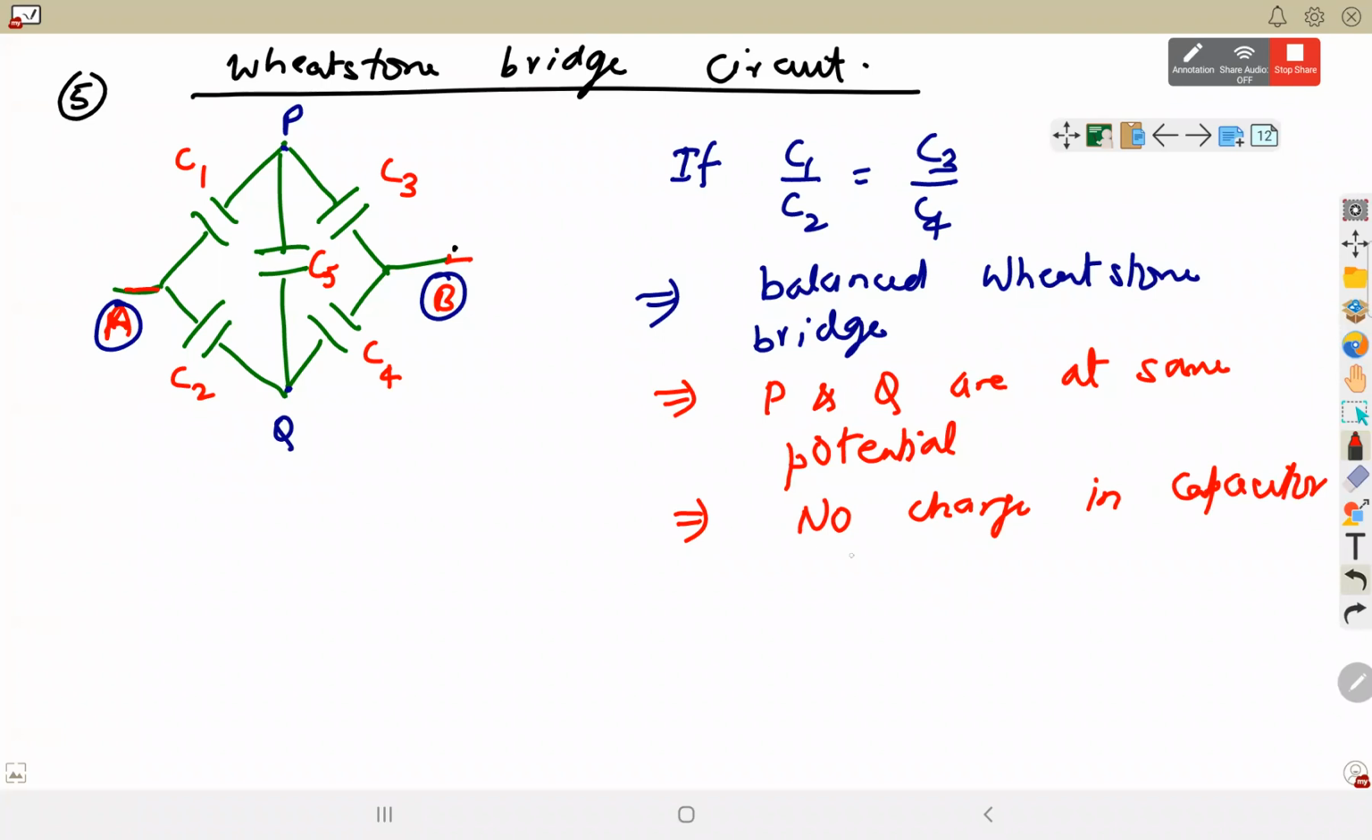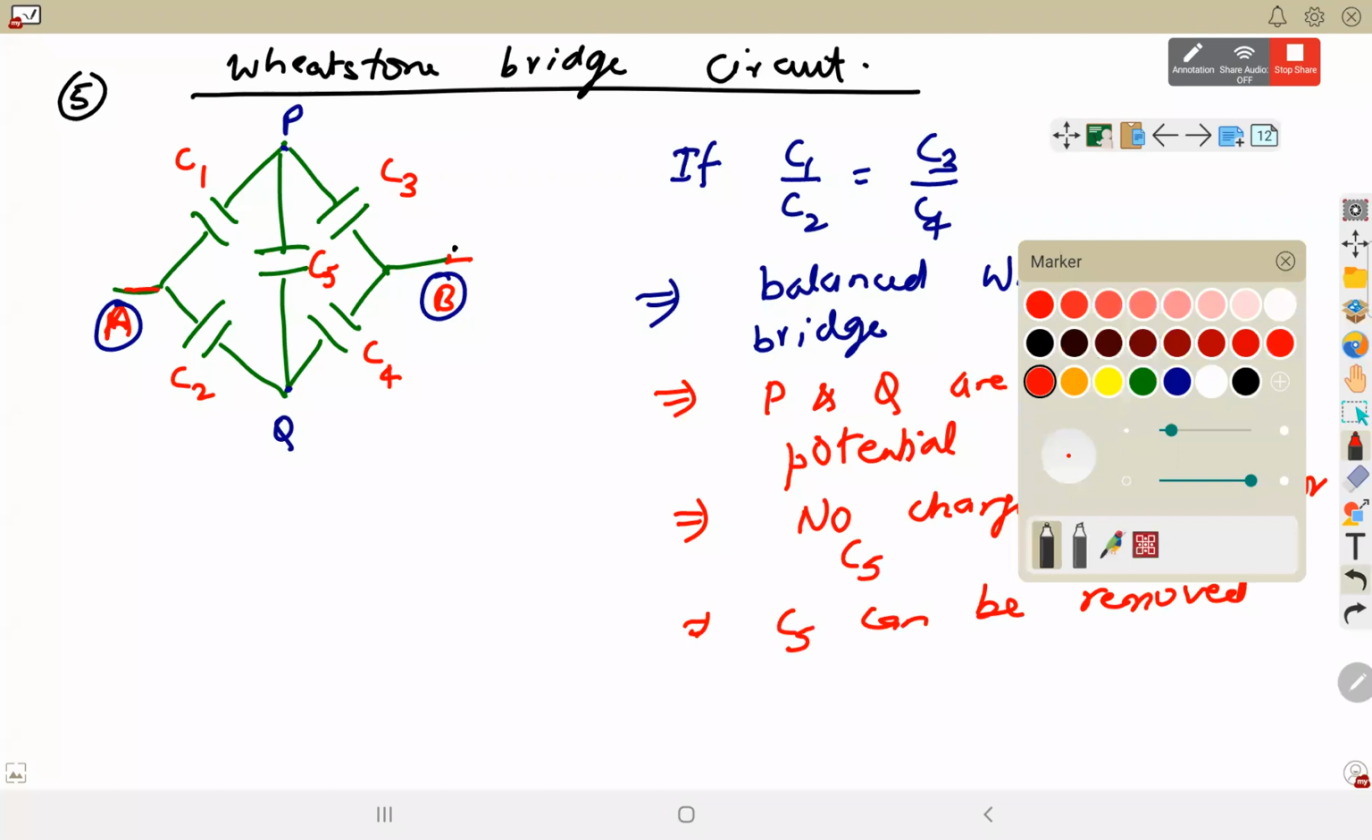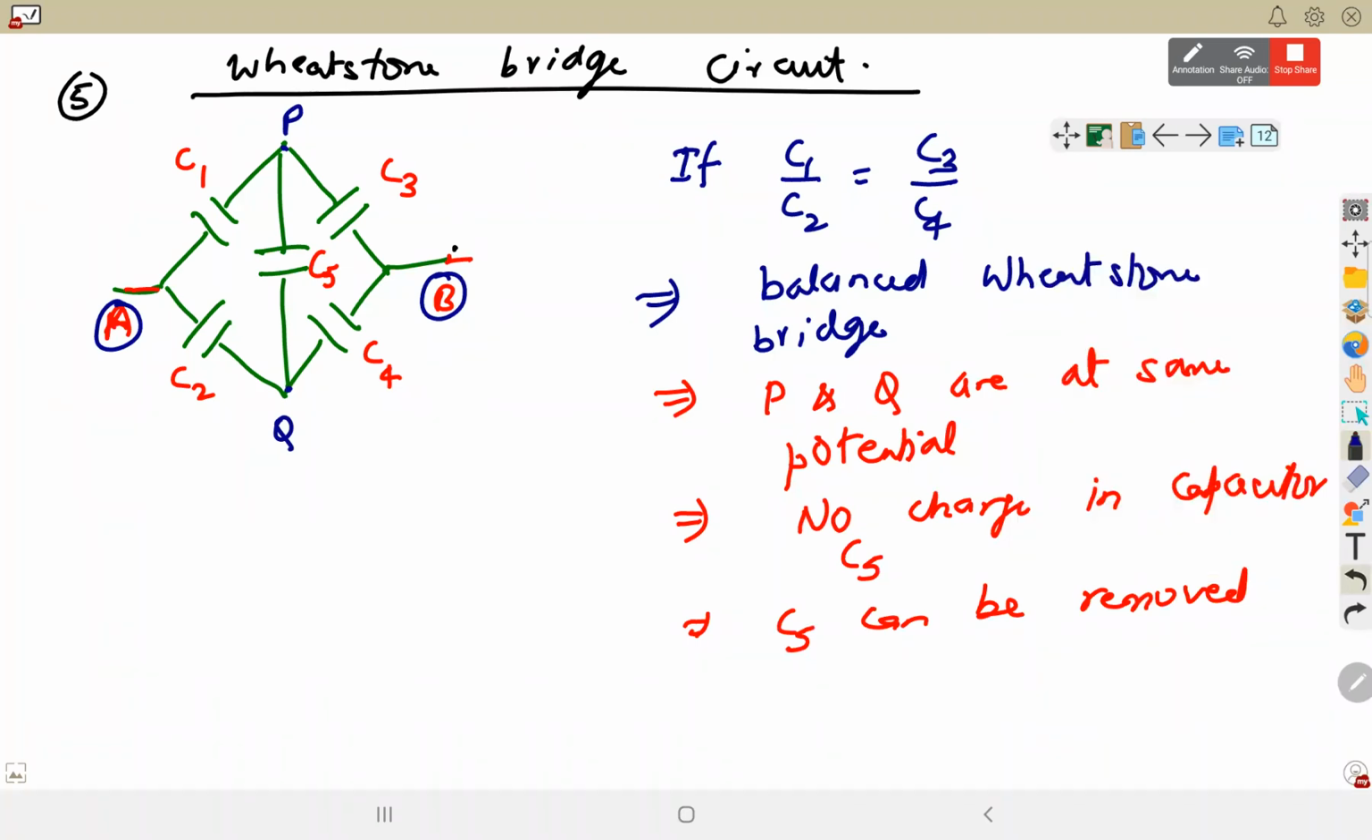तो ये जो बीच में diagonal में capacitor लगा हुआ है, that C5 can be removed from the circuit under this balancing condition only. अगर ratio equal नहीं है तो नहीं हटा सकते. If the ratio is equal on either side, then we can remove this diagonal capacitor. इसको हटा देंगे. Then Sir, what happened?